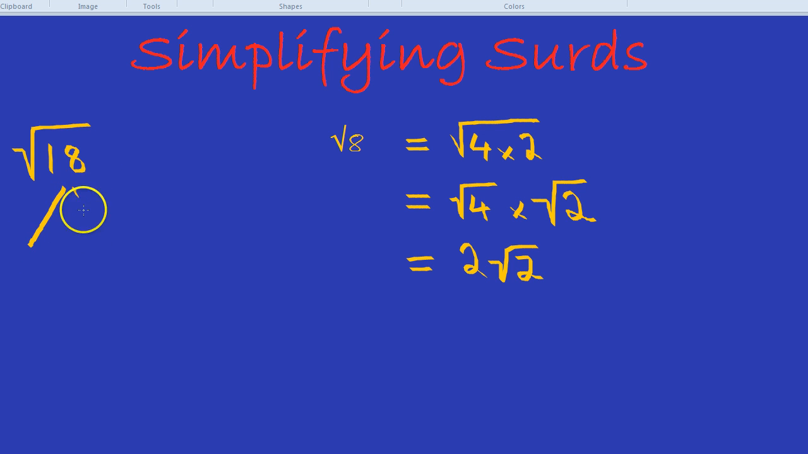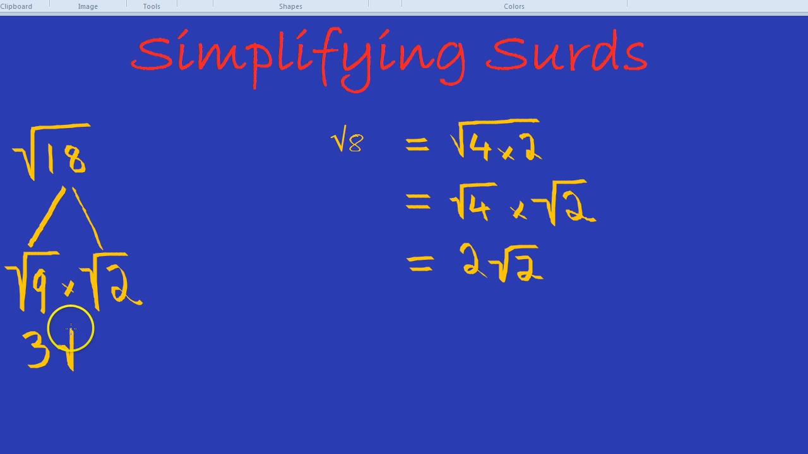So this root 18 is going to have some babies, and they're going to look the same as root 18 because they've both got roots. It's almost like they have the same colour hair as their parent. It's root 9 times root 2, because 18 is 9 times 2. Just like we did over here, just I've represented it differently. And root 9 is 3, so this becomes 3 root 2. Root 18 is 3 root 2.